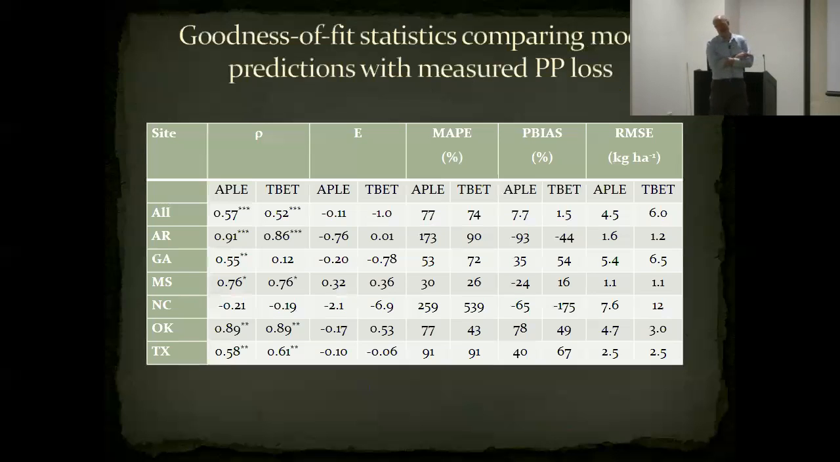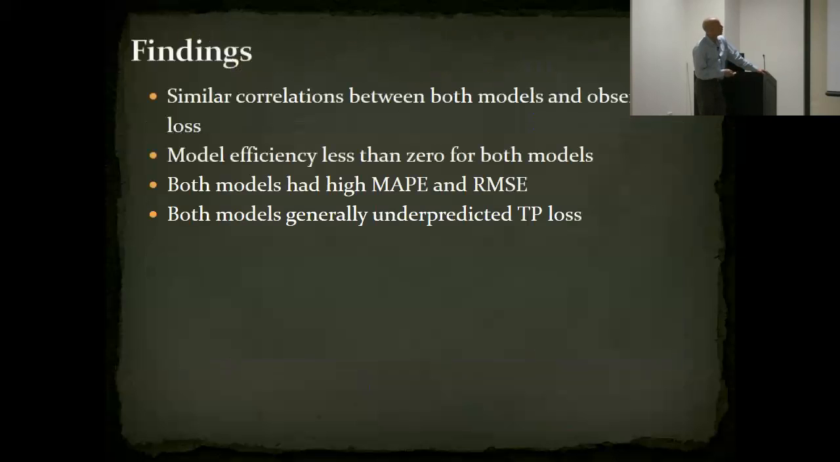Now you might say, well, if you're predicting the future, you don't have the average data. That's true, but I think what it's saying is the model is not really doing a particularly good job. The median absolute percent error, you can see, is pretty high. The root mean square error is even higher for this. So both models generally underpredicted total phosphorus loss.